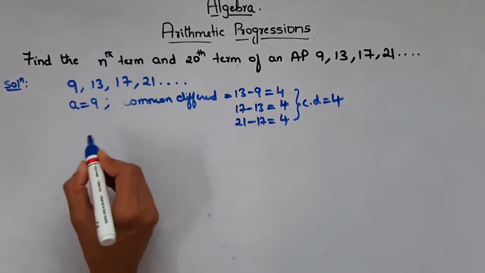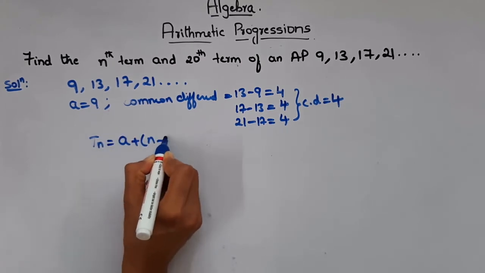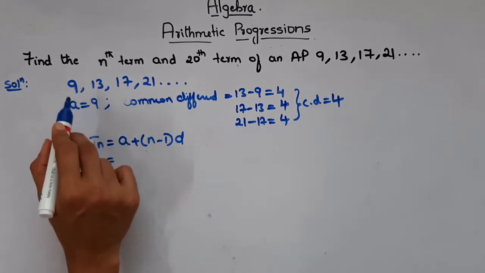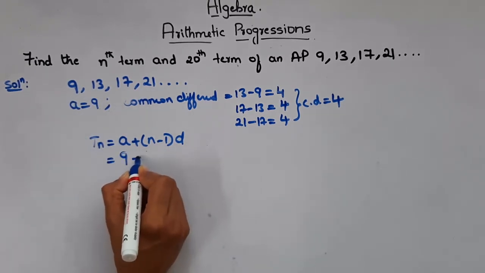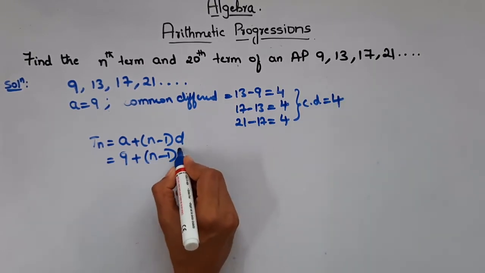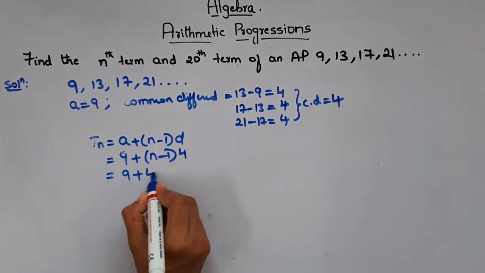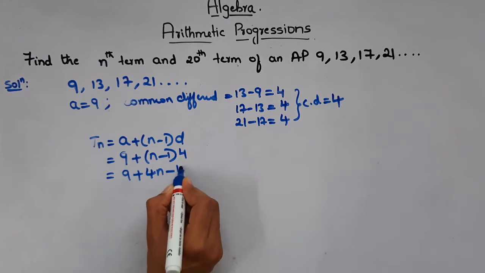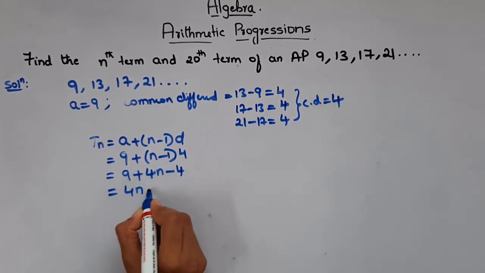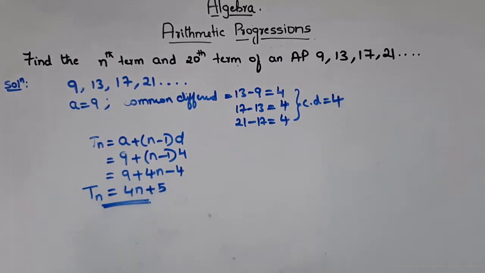They asked to find the nth term. The nth term is given by Tn = a + (n - 1)d. Here a is the first term, which is 9, plus (n - 1) into d, the common difference, that is 4, right? Which is equal to 9 + 4n - 4 (4 ones are 4), which is 4n + 9 - 4, which gives you 4n + 5. So your nth term is 4n + 5.